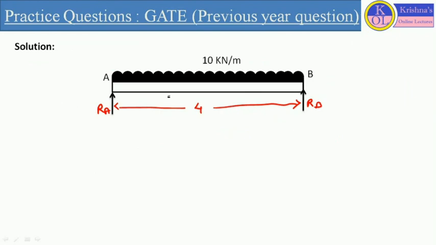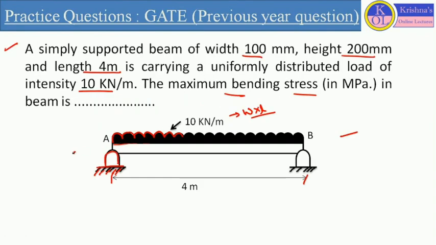Here we have the diagram. We have one beam which is supported at two ends, A and B. At this particular point, we will represent the support in the form of reaction. So these supports are replaced by reactions, RA and RB. Now here we have a hinge joint, so the reaction should be in two parts: vertical component and horizontal component.